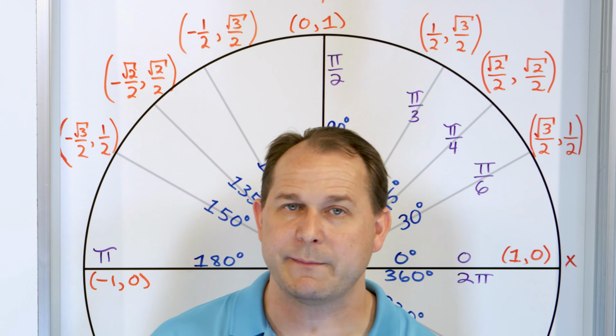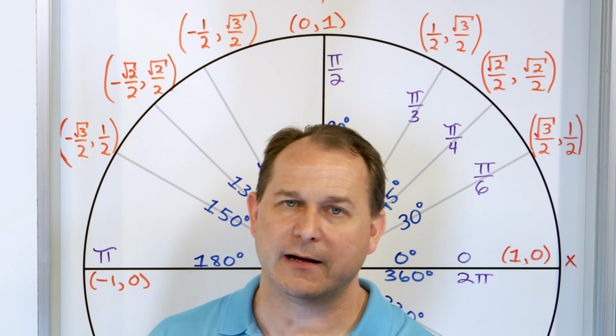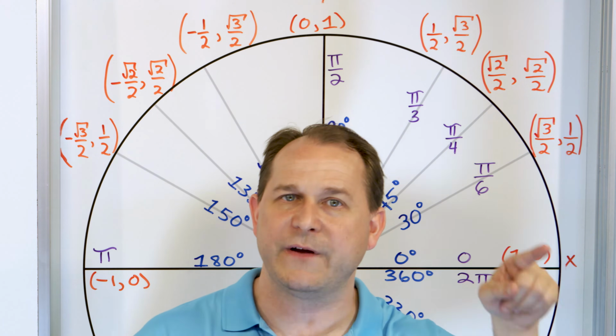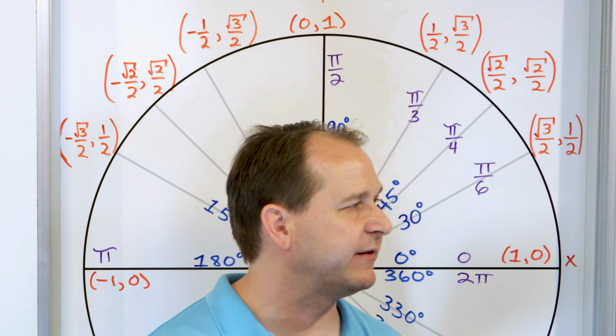That's all I want you to remember, because every other degree marking that we have, or radian angle measure around the unit circle, we're going to figure out by counting, which I'll show you again in just a second.